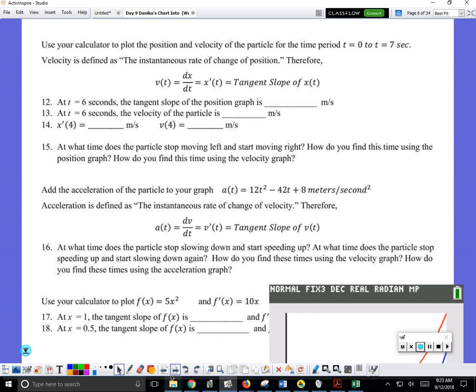Acceleration is defined as the instantaneous rate of change of velocity. Mathematically, that means acceleration is equal to the derivative of the velocity, which can be written as dv dt or v prime of t. And that's all the same thing as the tangent slope of the velocity. As you read this, you should see that it looks exactly like this. That's because position relates to velocity in exactly the same way that velocity relates to acceleration. Question? Cool.